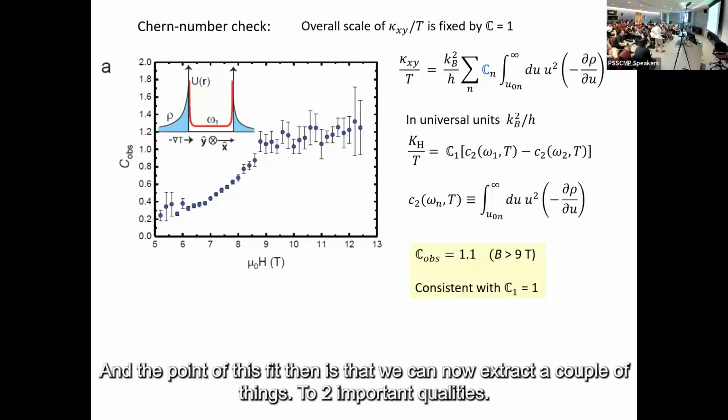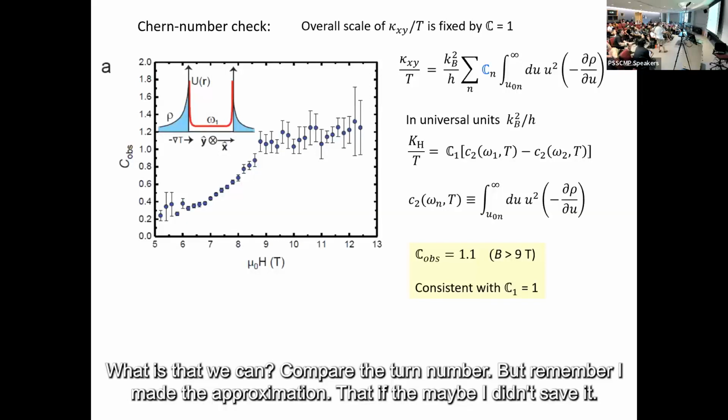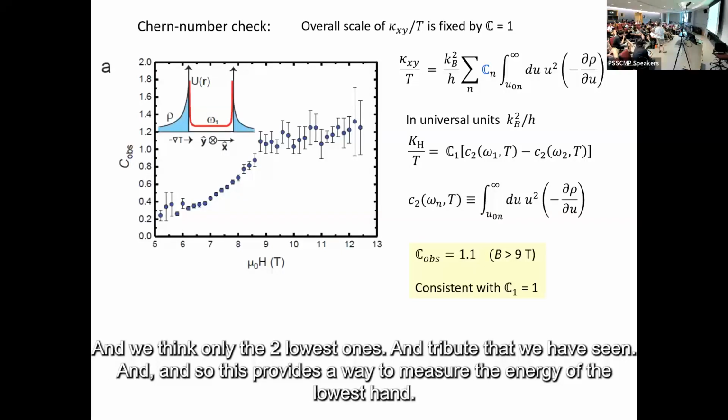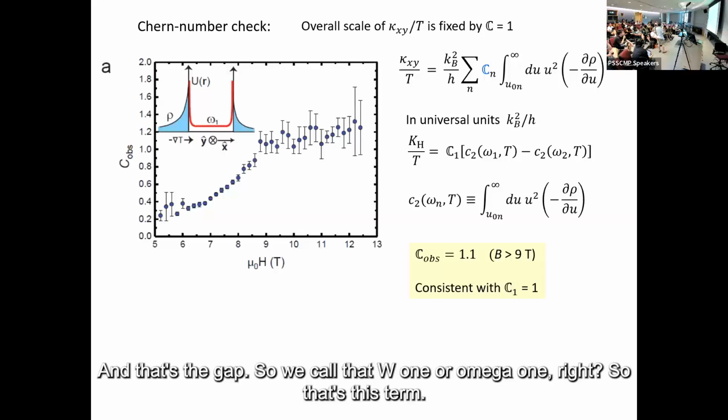And the point of this fit then is that we can now extract a couple of things, two important quantities. One is that we can compare the Chern number, right? Remember, I made the approximation that, maybe I didn't say that, there are actually multiple bands of magnons, spin excitations, right? And we think only the two lowest ones contribute that we can see, right? And so this provides a way to measure the energy of the lowest band. That's the gap that we're talking about.